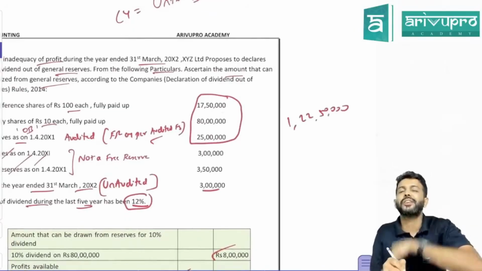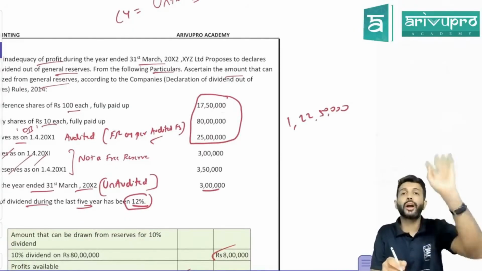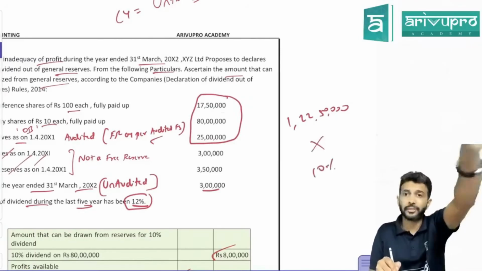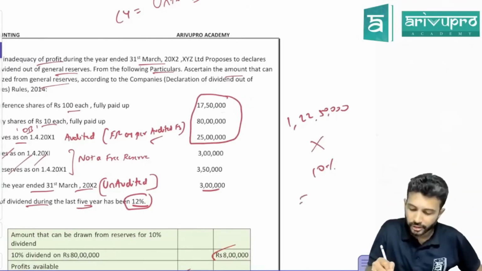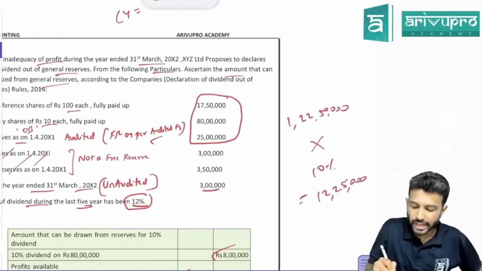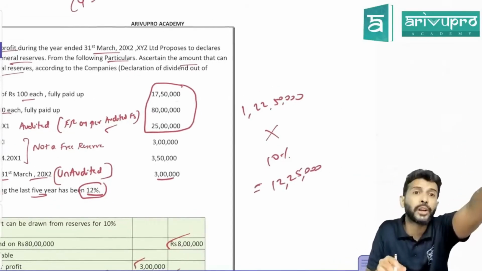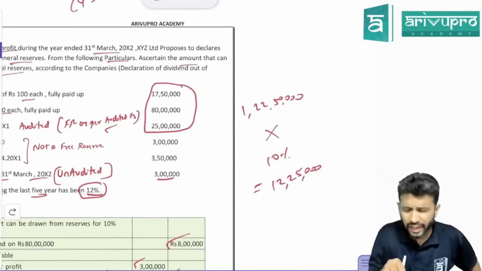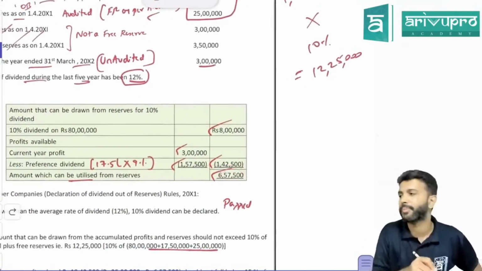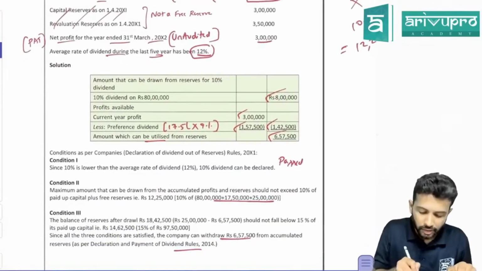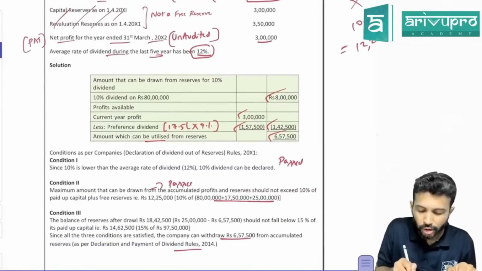So what does the condition say? The amount to be withdrawn from general reserve should not exceed 10% of paid up capital and free reserve as per audited financial statement. So calculate this. How much is it? 12 lakh 25,000. So the standard is saying the maximum you can withdraw from reserve is 12 lakh 25,000. Am I withdrawing 12 lakh 25 or just 657? I am planning to withdraw only 657. So is the condition passed or failed? Condition number 2 is also passed.